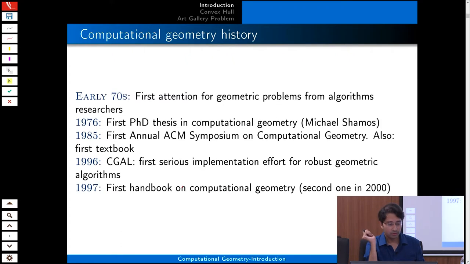Okay. So again, a small history: computational geometry started in 1976 with a PhD thesis by Michael Shamos. And then eventually there was the first computational geometry conference, then the first implementation of computational geometry, the first software, then the first handbook in computational geometry. This is the way the full-fledged research in computational geometry started, around 2000. So it's a fairly young research domain and there remains a lot to be explored in the future.